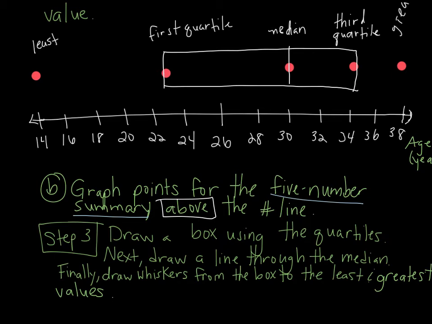And to complete this, then you're going to draw whiskers from the outside of the box at your quartiles to your least and your greatest values. So you can see now where it gets its name from. So you've got your box here, and then the whiskers are these long things that come out to either side.